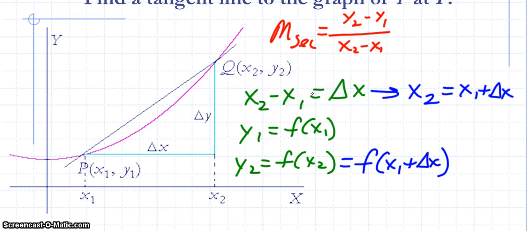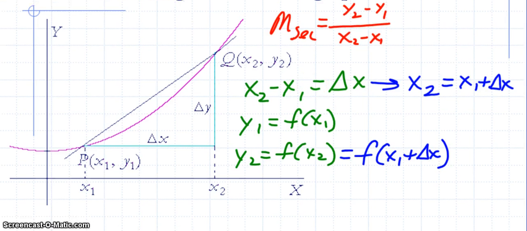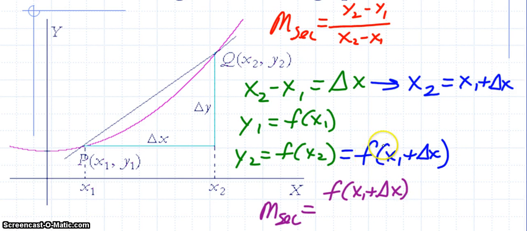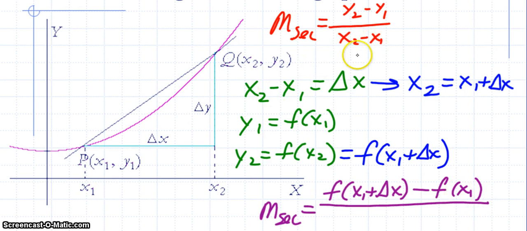Okay, so now let's do our substitution. So I'm going to substitute into my slope of the secant line, and I'm going to say now m secant is, instead of y2, I'm going to say f of x1 plus delta x, and instead of y1, I'm going to say f of x1 over, and instead of x2 minus x1, I'm just going to say delta x. Boom, created the difference quotient, right?